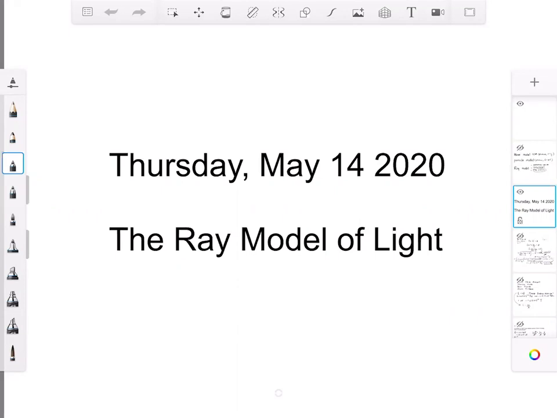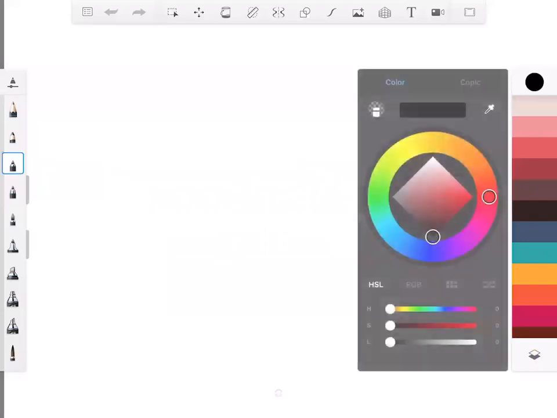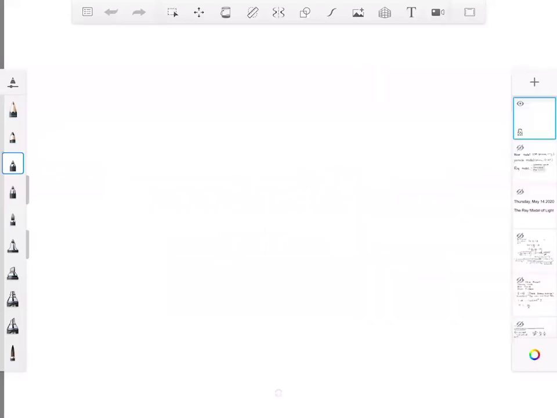Today, what we're going to look at is the Ray model of light. So we've been talking about light for a few days now, and we've talked about two models in particular. So the first one was called the wave model.